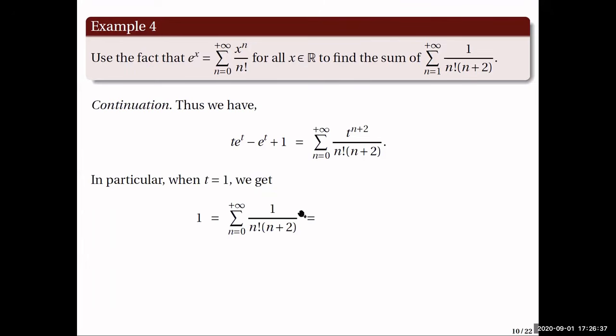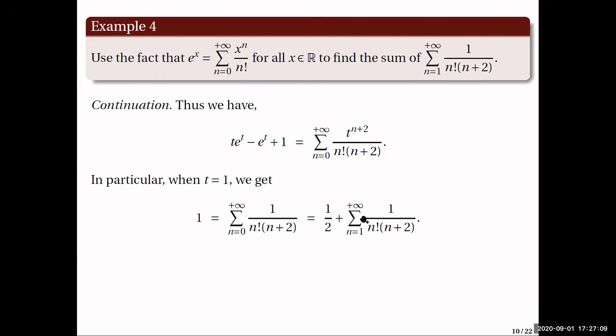Now, this is looking very similar to the given summation in the problem. However, in the given problem, the summation starts at n equals 1. In this case, we have the summation starting from n equals 0. What we can do here is to separate the term where n equals 0 from the rest of the terms of this summation. So note that when n is 0, we have 1 over 0 factorial times 0 plus 2, or 1/2, for the first term.